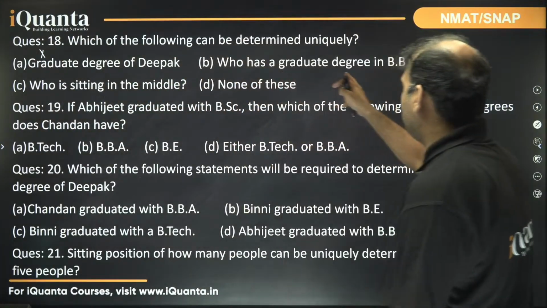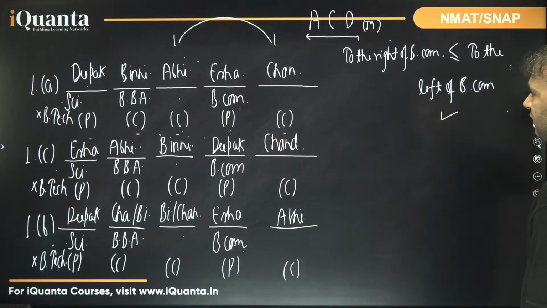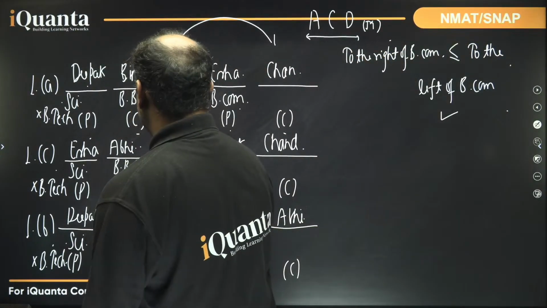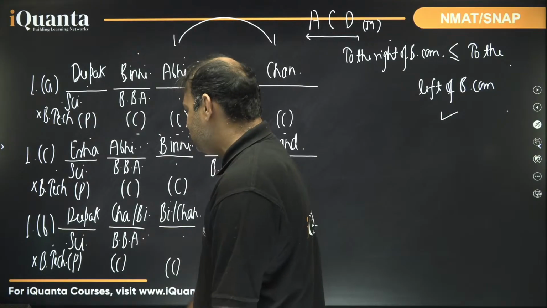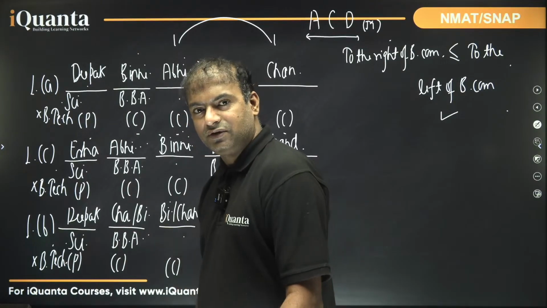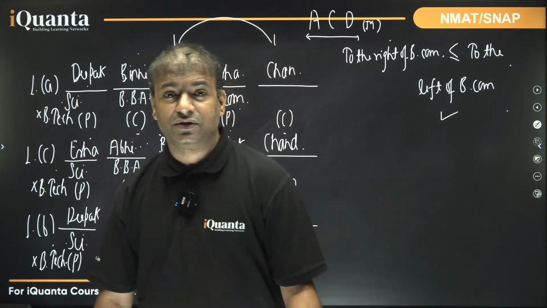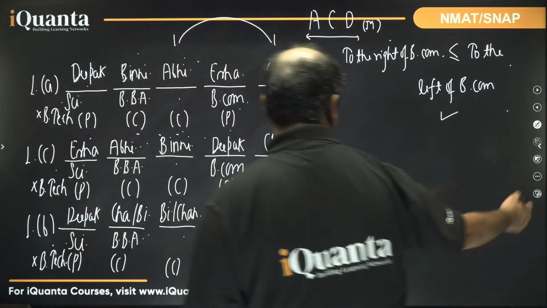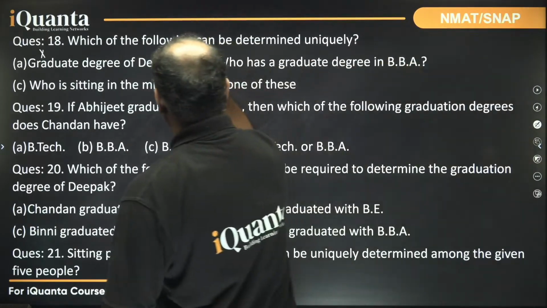Second option, who has a graduate degree in BBA? We have to tell the name of the person who is BBA. So in the first case, this is Bini. In the second case, this is Abhijit. In the third case, this is Chandan or Abhijit, Chandan or Bini, both. So guys, the BBA degree holder can be three people: Abhijit, Bini and Chandan. So again, we cannot find it uniquely, so option B also gets cancelled out.